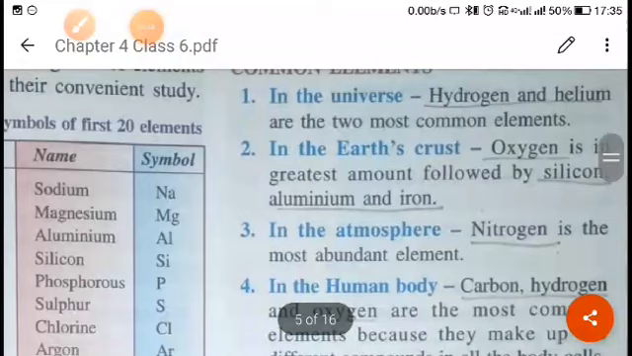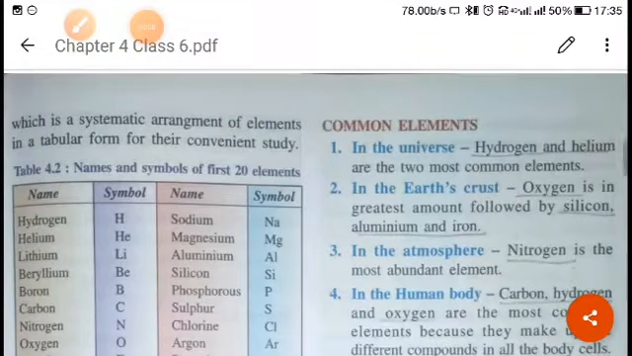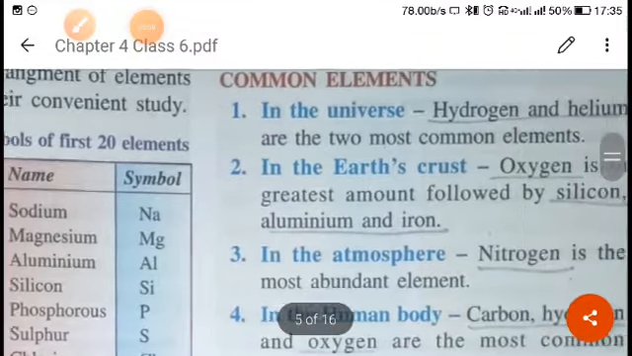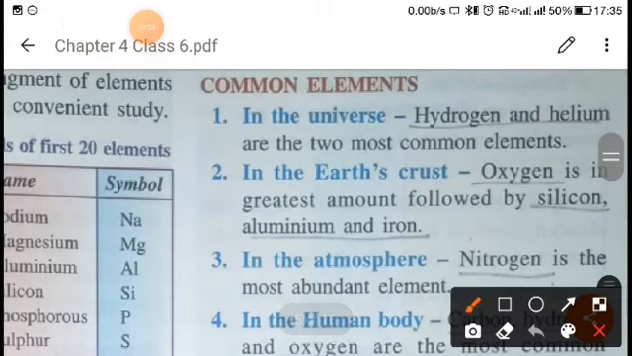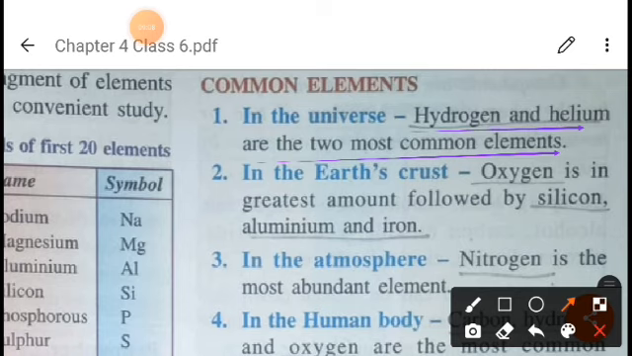When we talk about the common elements in the universe, helium and hydrogen are the two most common elements. Why? Because you will learn in your higher classes that the sun is also made up of hydrogen and helium. Again, in the earth crust, we get oxygen in the greatest amount, followed by silicon, aluminum, and iron.